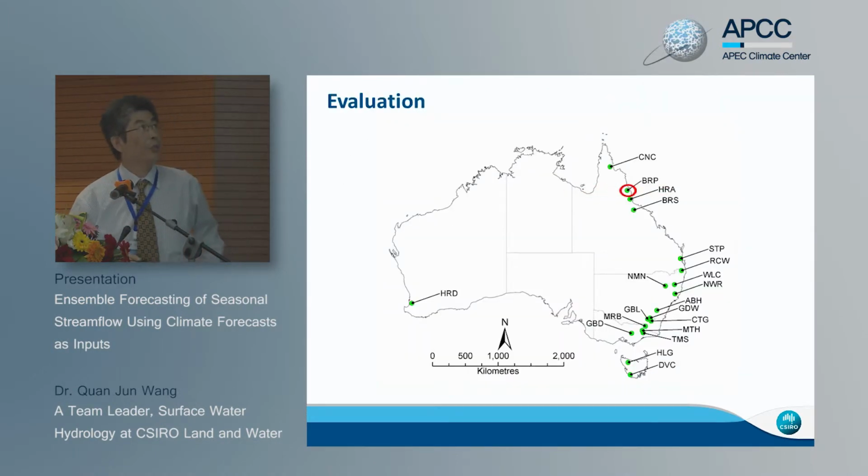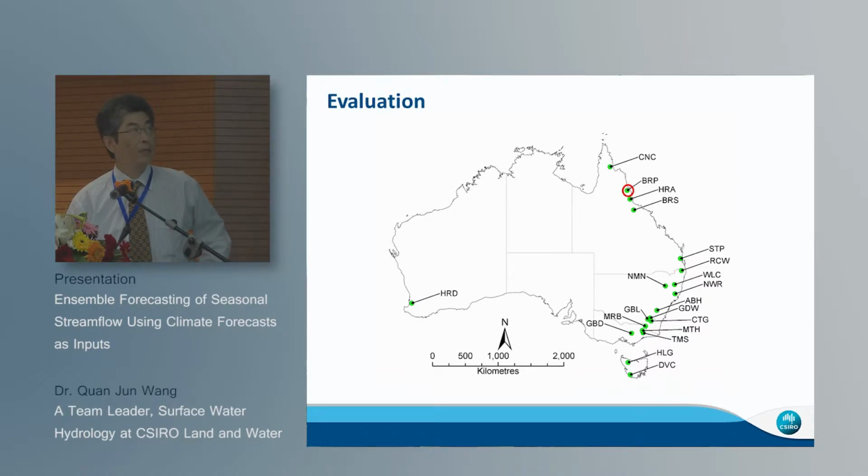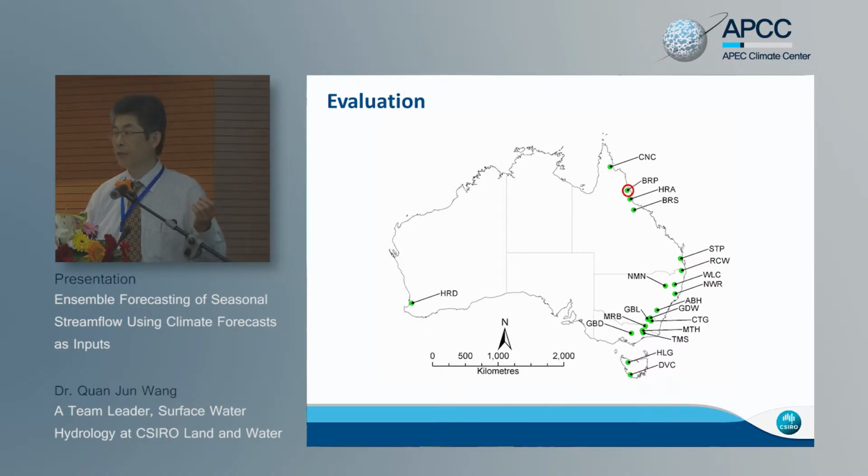So I'm going to show you some evaluation results. We initially looked at 20 sites across Australia, and we're currently evaluating on more sites. And all the results I'm going to show you are from the 5-year cross-validation, using what Julian has described as the leave-5-years-out cross-validation.